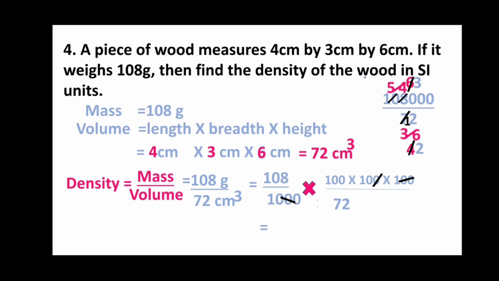Okay, then how many zeros are there? 3 zeros. So we can write 1.5 multiplied by 1000. When we are multiplying 1.5 with 1000, we will get how much? 1500 kilogram per meter cube.